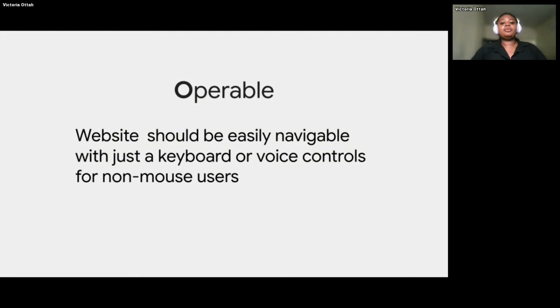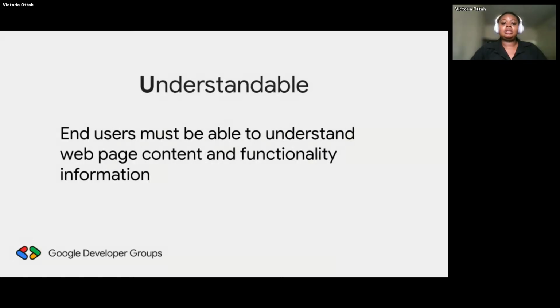Operable. Operable means that the website should be easily navigable with just your keyboard or voice controls for people who are non-mouse users. Understandable. End users must be able to understand web page content and the functionality of the information, right? They should be able to understand those details easily.